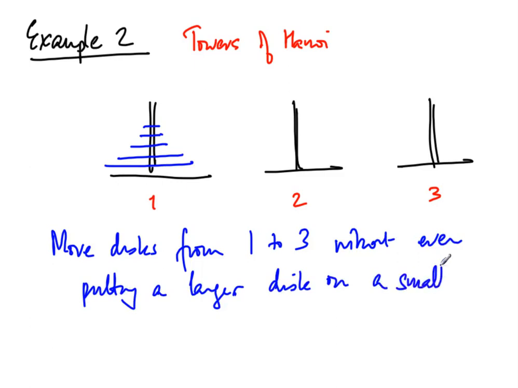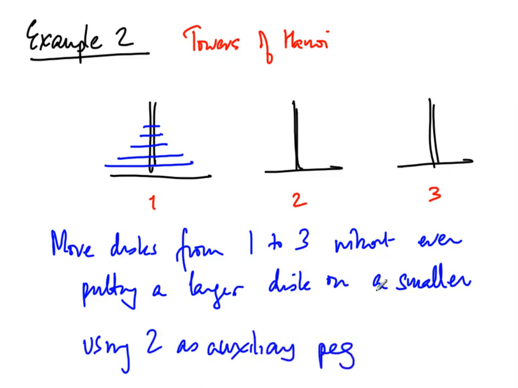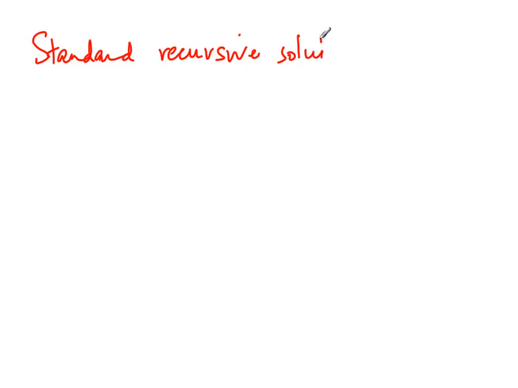Of course you can't do that if you had only one other peg, because if you move the top disk from 1 to 3, then you can't put the second one on top of it because it's bigger. So that's why you have 2. You are using 2 as what is called the auxiliary peg, a temporary space in which you can maneuver around. This has a standard recursive solution. We will not write out code for it, we'll just describe it in words.